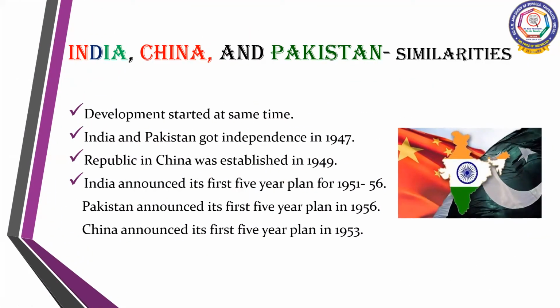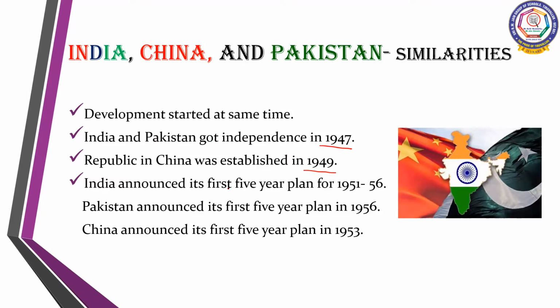Let us now know the similarities in the strategies followed by the 3 countries, India, China, and Pakistan. Development in all the 3 countries started at the same time. Till the 1980s, all the 3 countries had similar growth rate and per capita income. India and Pakistan got independence in 1947, whereas the Republic of China was established in 1949. 5-year plans were introduced in all the 3 countries almost during the same period.